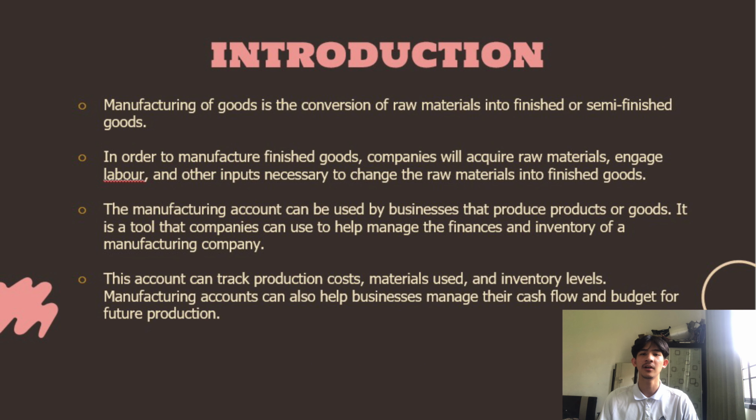2111033 and I'm going to talk about the introduction of our company. Manufacturing of goods is the conversion of raw material into finished or semi-finished goods. There are many products which need to be manufactured before selling to the general public. In order to manufacture finished goods, a company will acquire raw material, engage labor and other inputs necessary to change the raw material into the finished good.